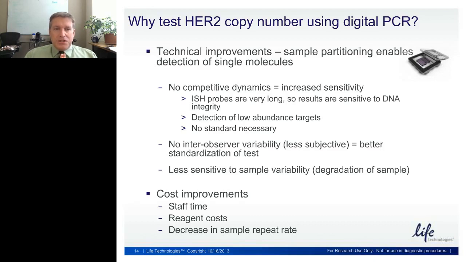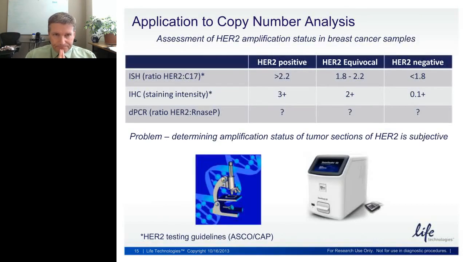Now, because it's easier to do, it produces cost improvements because of reduced staff time and reduced patient loss of material. It reduces reagent costs, and it reduces the number of sample repeats that you have to do. So overall, it reduces costs. So there's a big drive to try to move from in situ hybridization to digital PCR for performing HER2 copy number analyses. So again, this is the current state of the system.